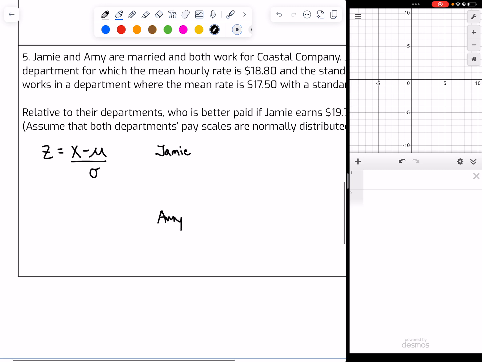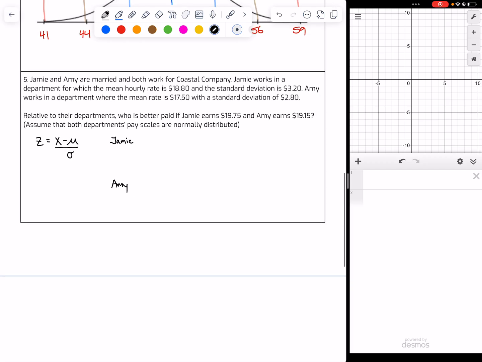So let's pick out all the information we need for Jamie. So Jamie earns $19.75. So that's the x value. Minus the mean. So for Jamie, the mean rate was $18.80. Then divided by the standard deviation, which was $3.20. Then Amy, let's pick her information out, earns $19.15 an hour. Amy's mean was $17.50. And the standard deviation was $2.80.